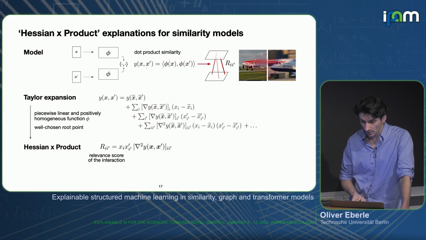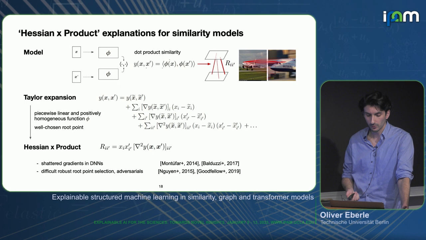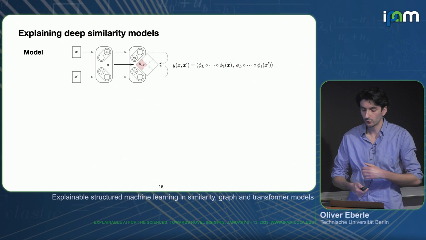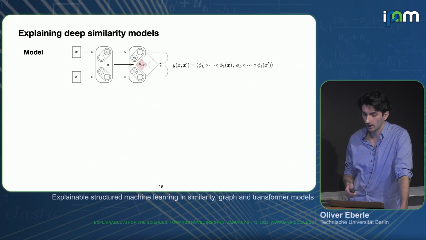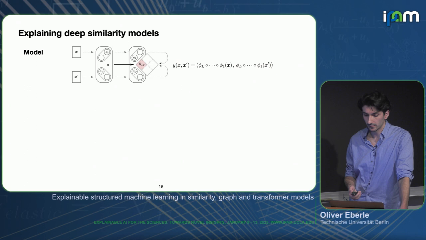But now moving to more robust settings. These simple gradient and naive computations do not work very well for deep neural networks. We have effects of shattered gradients, and the root point selection that we need in order to get a performant Taylor expansion is difficult for deeper methods. So when we move to more layered structures, which we typically do, for example using a VGG model or a deep CNN, we have several layers. We compute our representations successively by going in a forward way through these different layers and then arriving at a representation at the end of our encoding network.